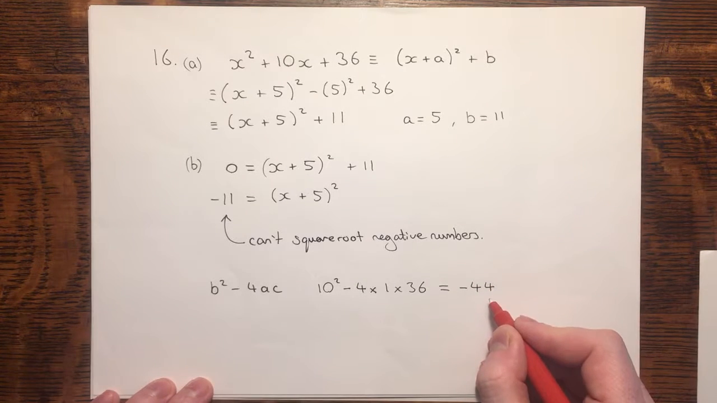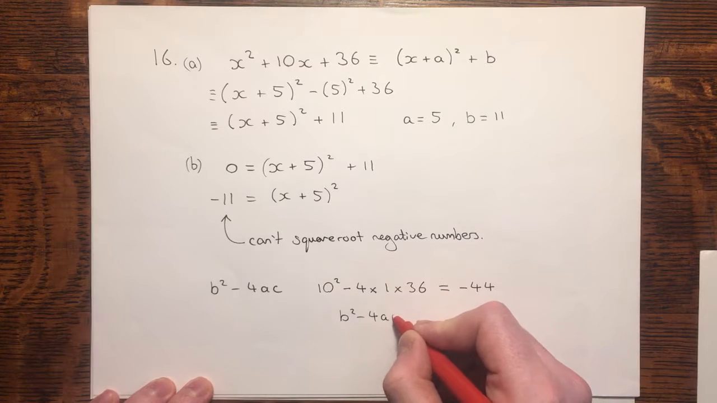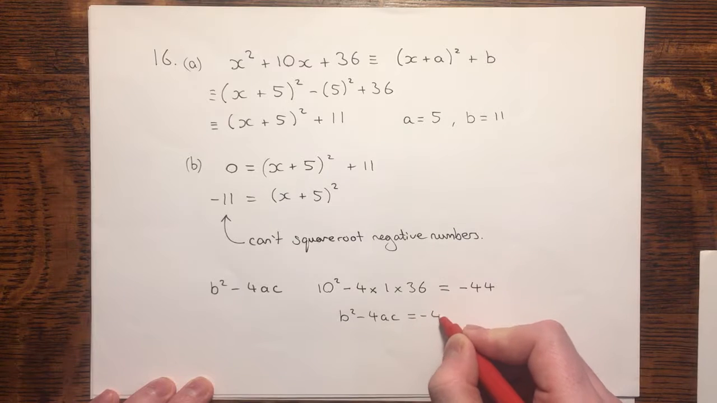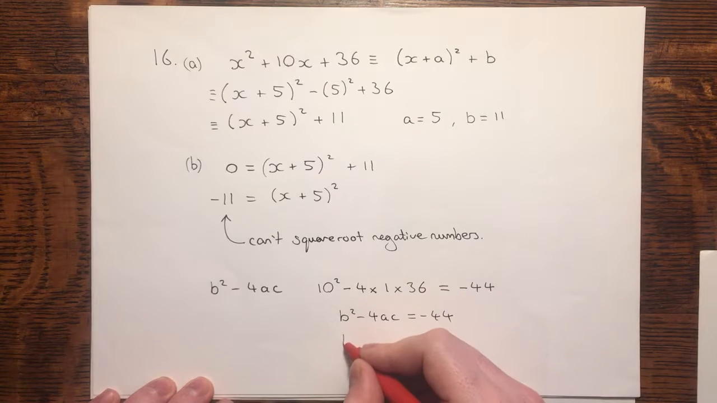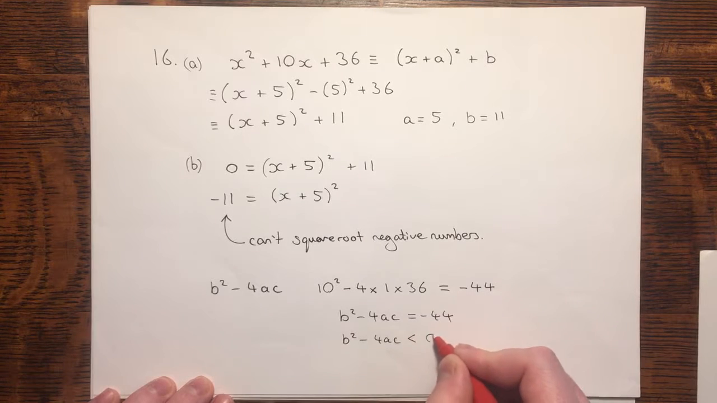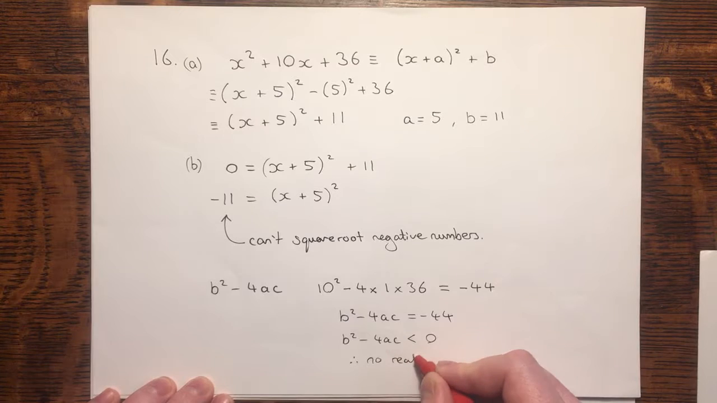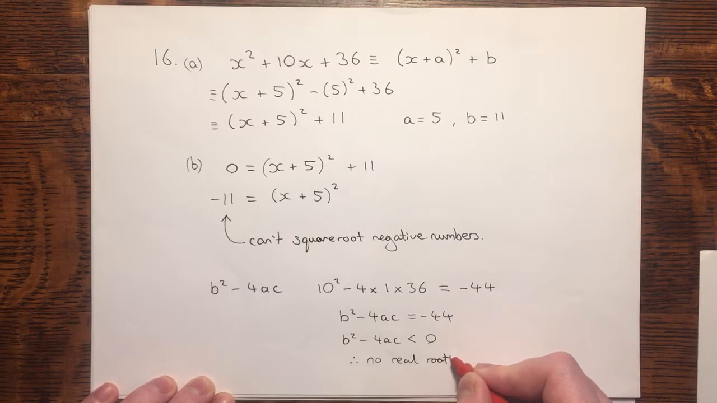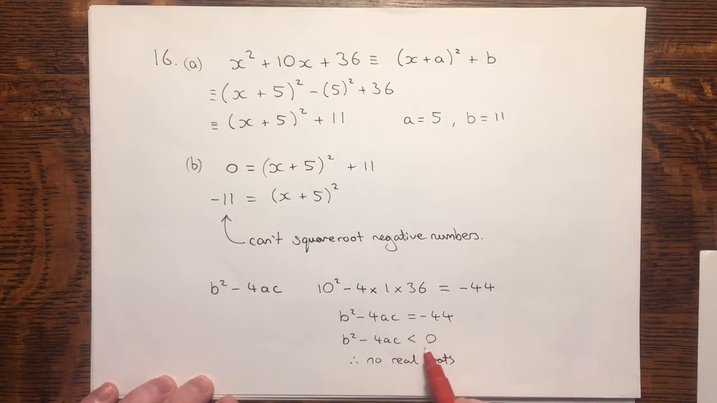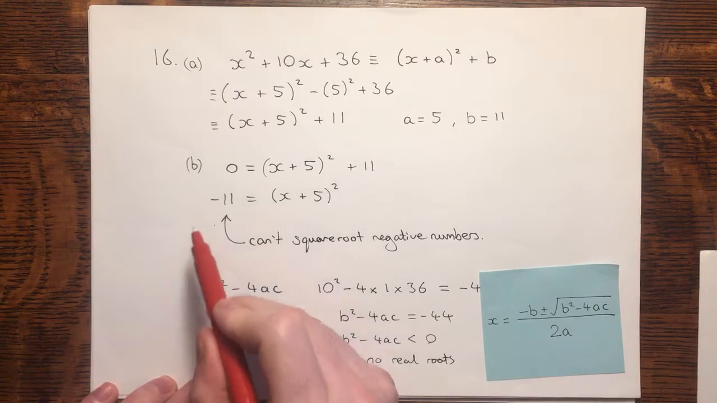Since this is negative, the discriminant is negative, or more generally, the discriminant is less than 0, therefore no real roots. The reason I remember that less than 0 means no real roots is because if it's less than 0, negative, inside the quadratic formula, it would be being square rooted, and that's the same problem that we had here.